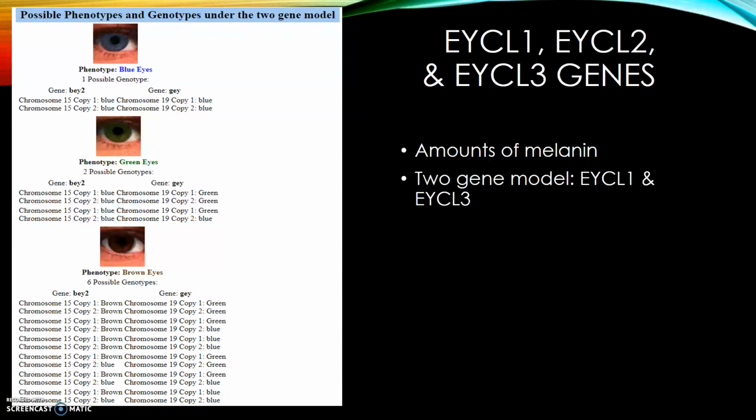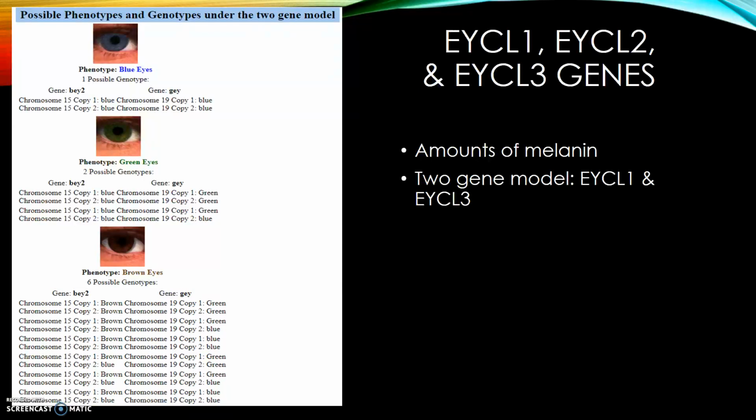The EYCL3, also known as BAY2 gene, is on chromosome 15 and has alleles for brown and blue eyes. EYCL1, also known as the GAY gene, is on chromosome 19 and has alleles for green and brown eyes. The EYCL2 gene, also known as the BAY1 gene, is the central brown eye color gene that is thought to be on chromosome 19. So the 2-gene model uses EYCL1 and 3 to explain eye color, yet it's far from completely accurate.